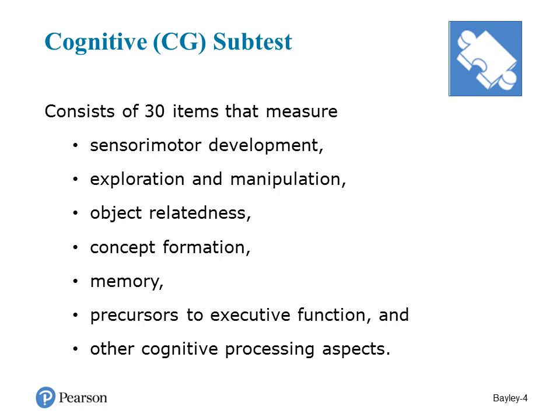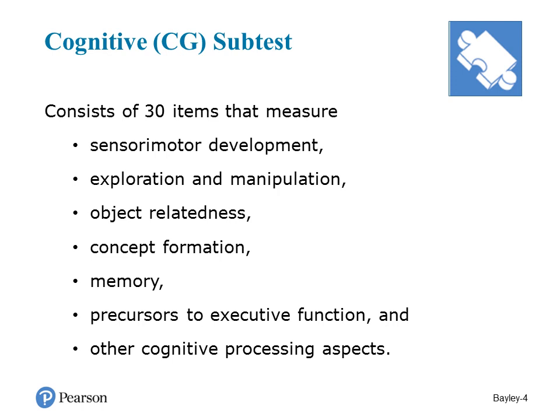So you're thinking about sensory motor development, how children explore and manipulate objects in their environments, how they see the relationship between objects, for example, banging a spoon in a cup, for example, thinking about different concepts. You're thinking about the concept of color, for example, memory. Are you able to learn and remember information that you hear, information that you see? Then also thinking about some items that focus on attention and other cognitive processing aspects.